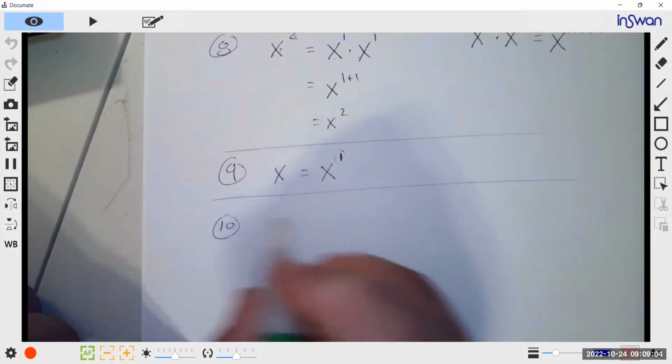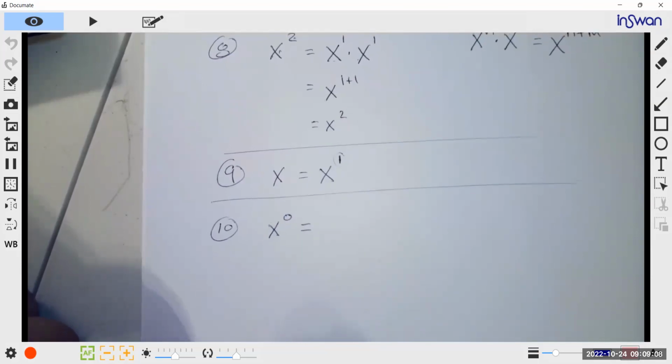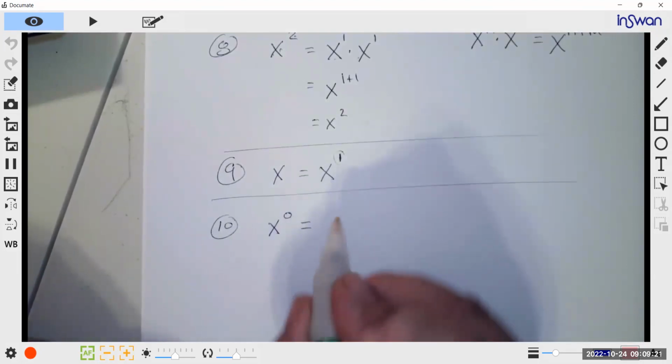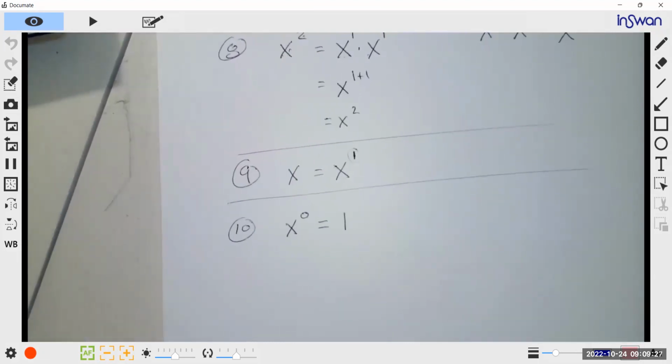And the last rule. X to the power 0. Anything raised to the power 0 is 1. Okay, here's the reason why. Because you have to use the rules we talked about.